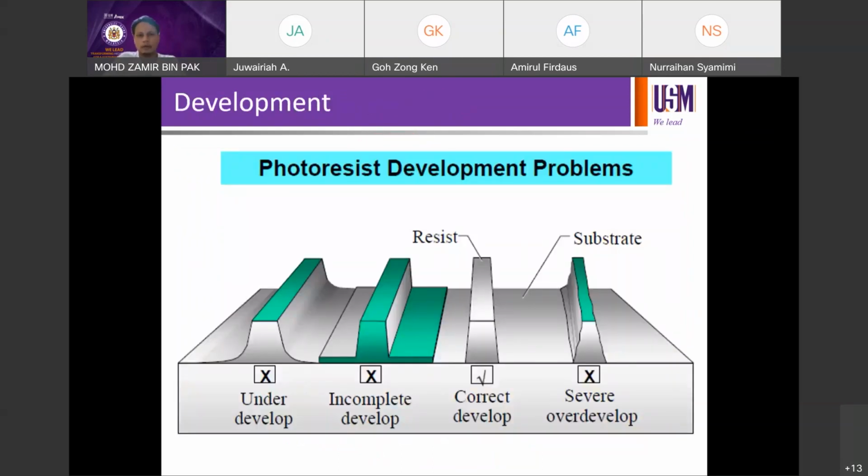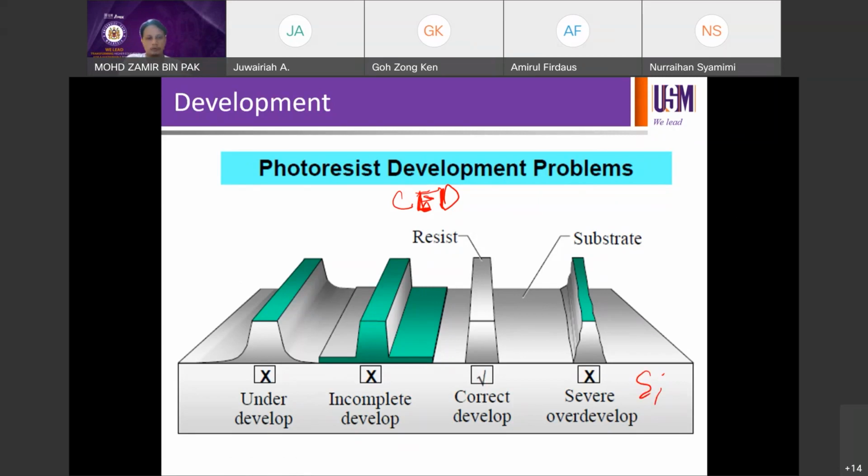Right, when you do the CED process and when you develop your patterns, there will be a few problems related to the pattern qualities. Okay, so let's look at this. This is the silicon substrate, and then just imagine you ada oxide atau maybe tak ada oxide pun in some cases, just to demonstrate. So you may have a few qualities of the resist after the CD.